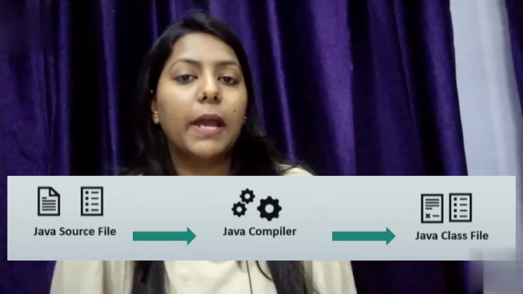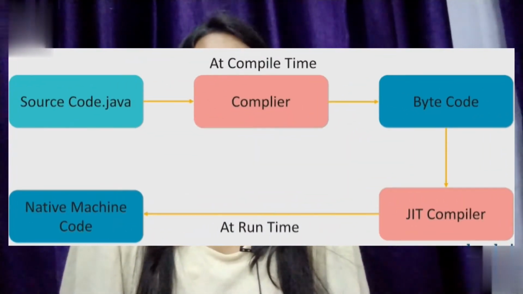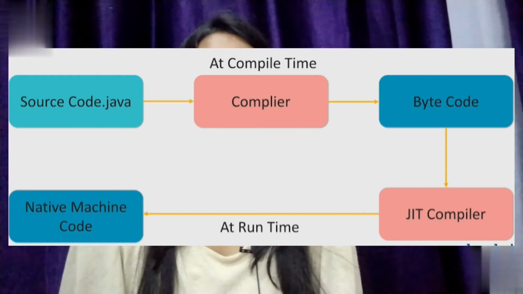JVM comes with two compilers. The first is the javac compiler and the second is the JIT, just in time compiler. First, Java source code is compiled with the javac compiler. It then gives the Java bytecode. So here the source code was a Java file and it was compiled by the javac compiler, and then it will give you the class file. So now the Java code is compiled. Then the JIT compiler is used to compile this bytecode again and give you the machine code.